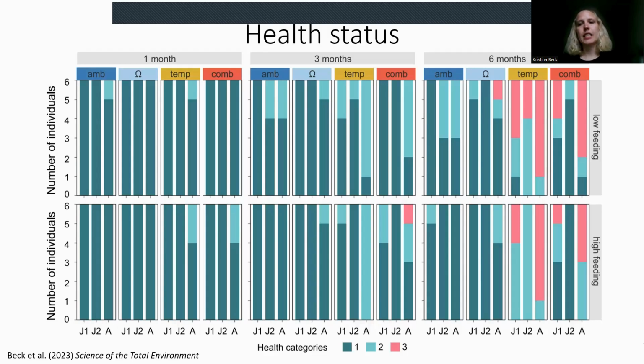And you can clearly see we only saw clear differences between the treatments after 6 months of the experiment, where the corals in the elevated temperature treatment and the combined treatment of elevated temperature and reduced aragonite saturation state were clearly negatively affected by these treatments. And quite a lot of these corals died over 6 months.